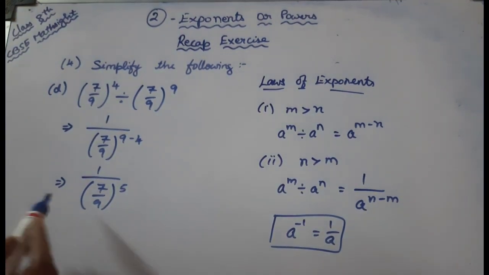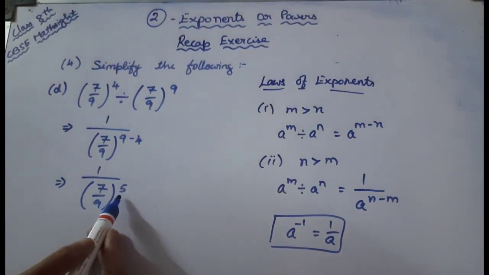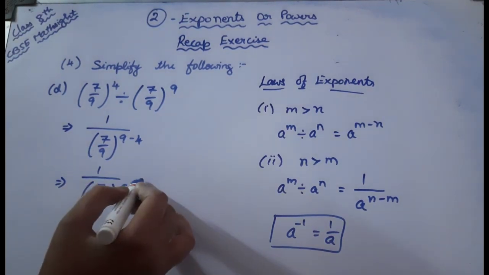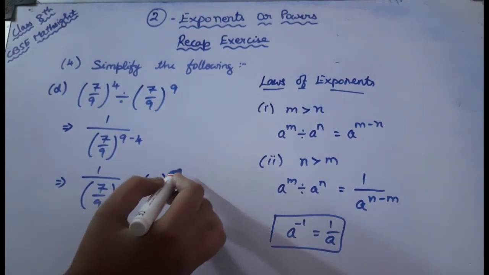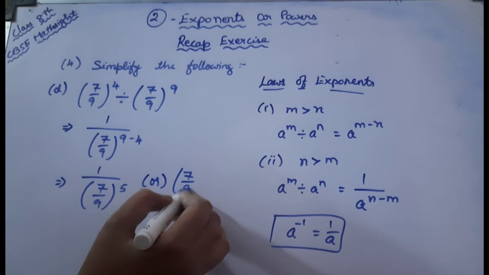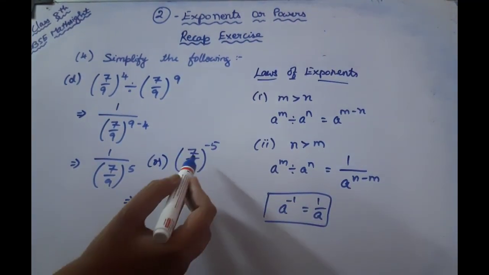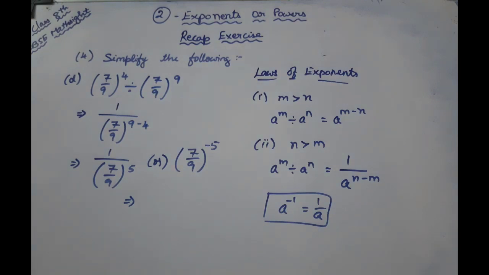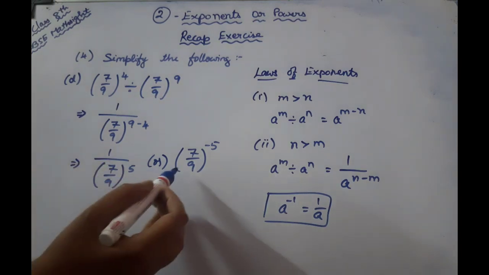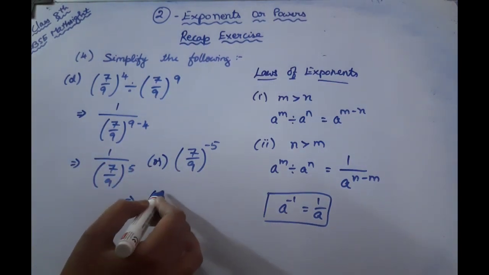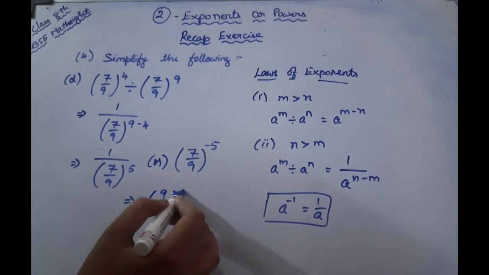So we can either write it as 1 divided by 7 by 9 to the power of 5, or we can take 7 by 9 to the power of 5 to the numerator, which becomes 7 by 9 to the power of minus 5, or we can change the power minus 5 to positive by reciprocaling the fraction. So 9 by 7 to the power of 5.